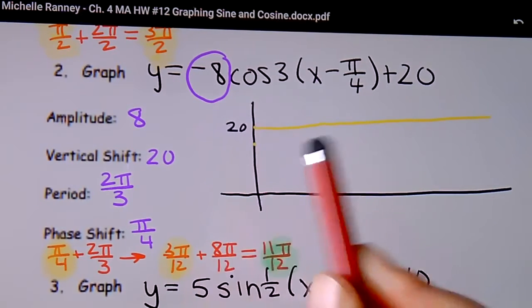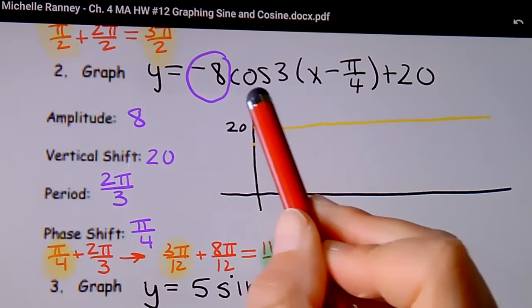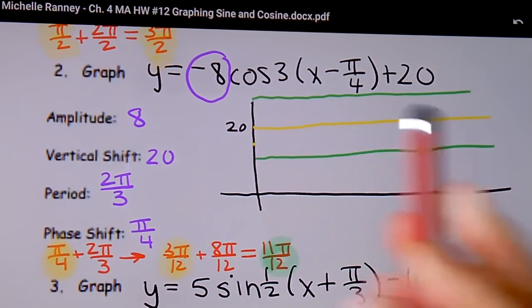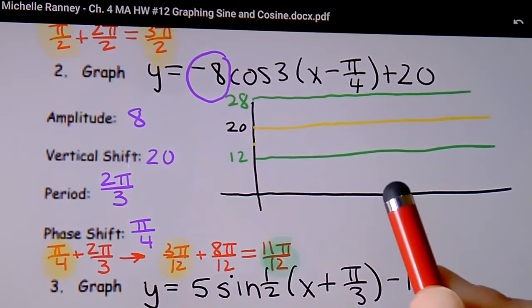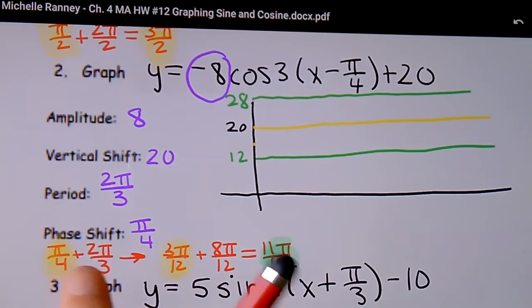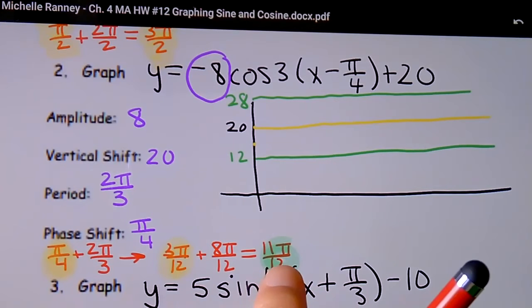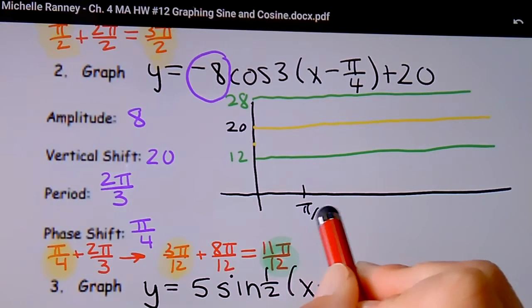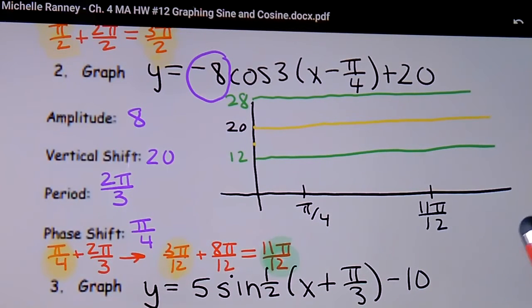So that's 20. And then I'm going to be going 8 above and 8 below. So 8 above, I'm going to be at 28. 8 below, I'm going to be at 12. Now I'm going to be starting at pi fourths or 3 pi twelfths, whichever way you prefer to write it. And I'm going to be ending at 11 pi twelfths.